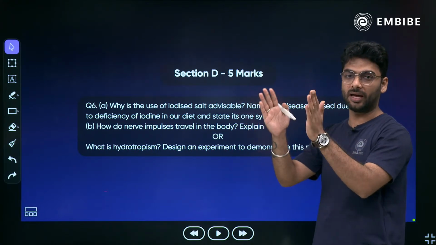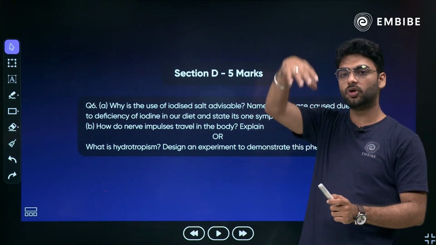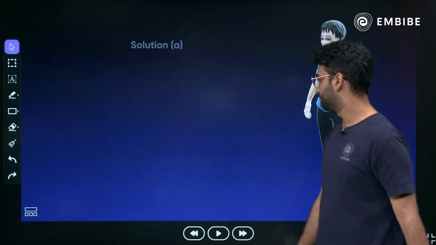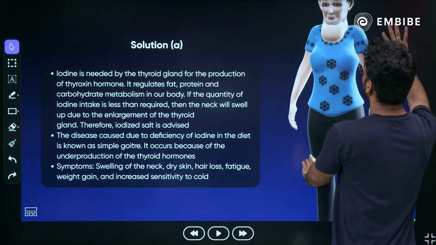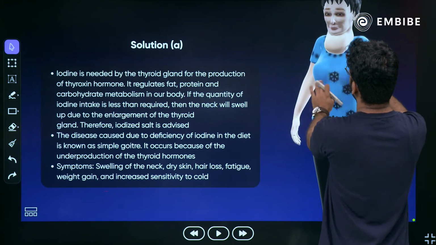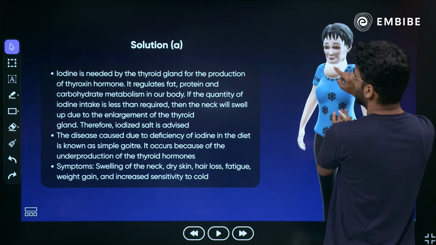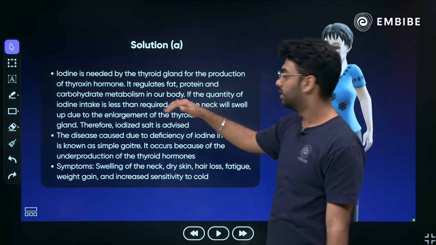Here you can draw a diagram where you can show the roots growing towards the water. Okay. So first let us talk about simple goiter. You can see over here the swelling in the neck. The swelling in the neck is a result of goiter.